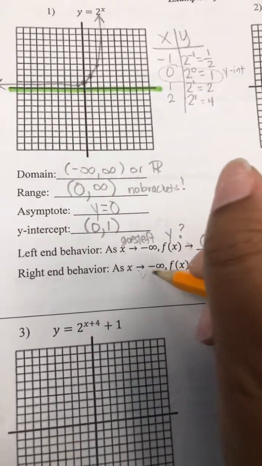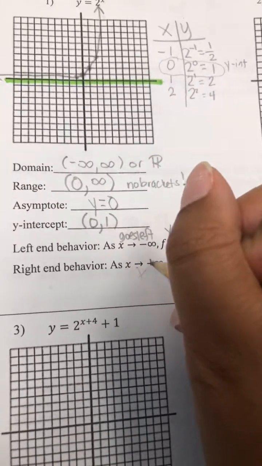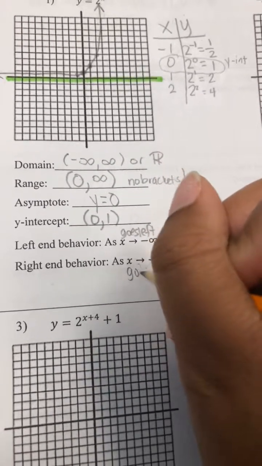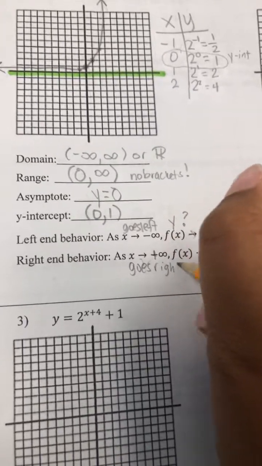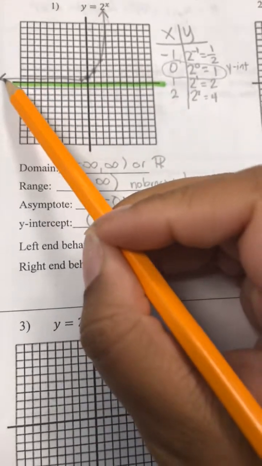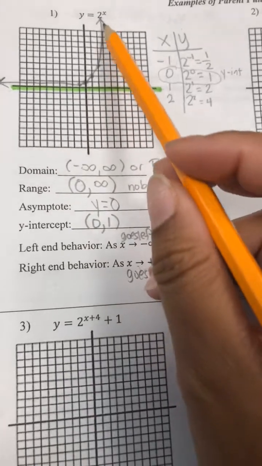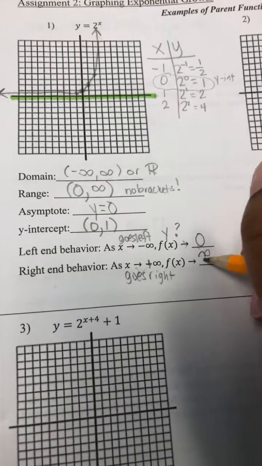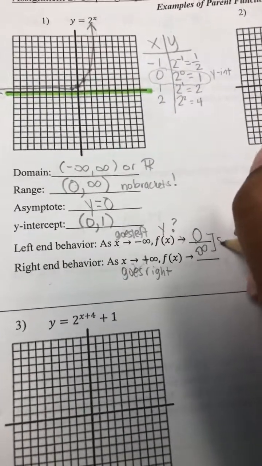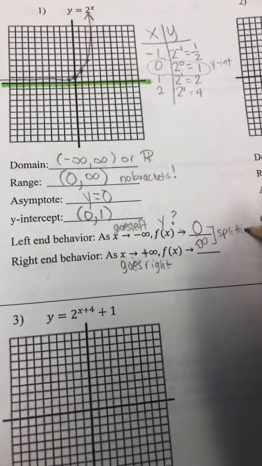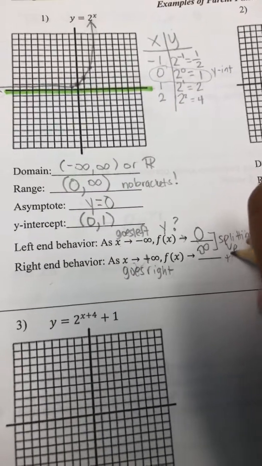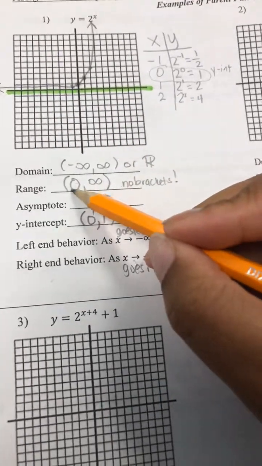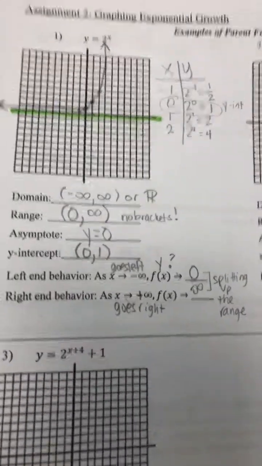And the right end behavior, and this should be a plus sign, as x goes to positive infinity, so that means as x goes right, so if I were to go from left to right, this graph is going to end up all the way at infinity. So basically what you're doing is splitting up the range. This would be your left end behavior. This would be your right end behavior.